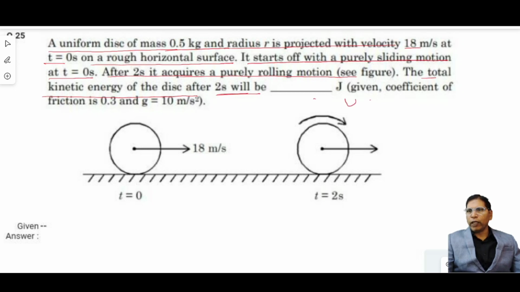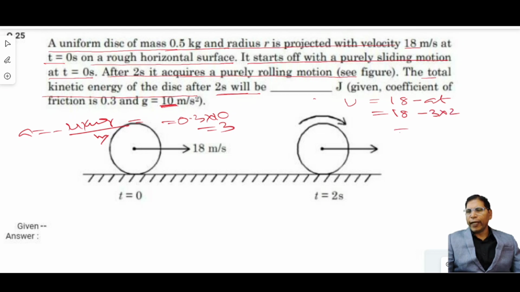So V equals the initial velocity 18 minus A into T. What is retardation? Retardation is A equal to minus mu mg by m, that is mu g. Mu is 0.3, g is 10. So this is 0.3 into 10, so this is 3 meter per second square. So 12 minus 3 into 2, that is 6. That is 12 meter per second is the final velocity.